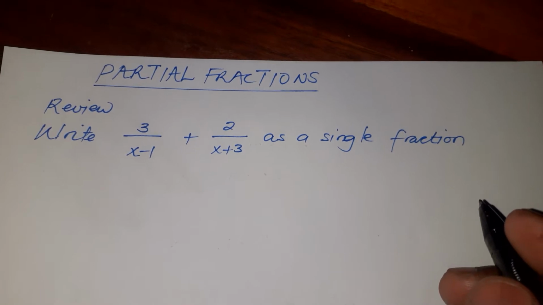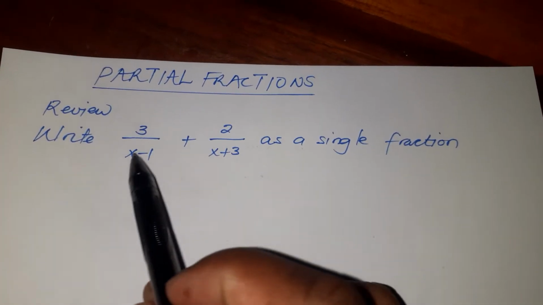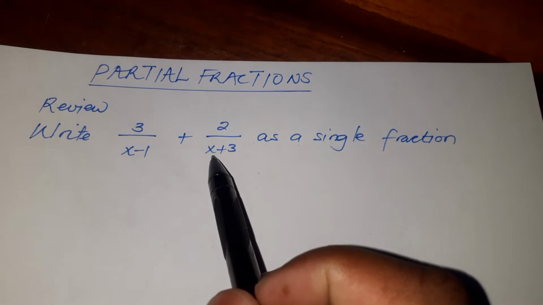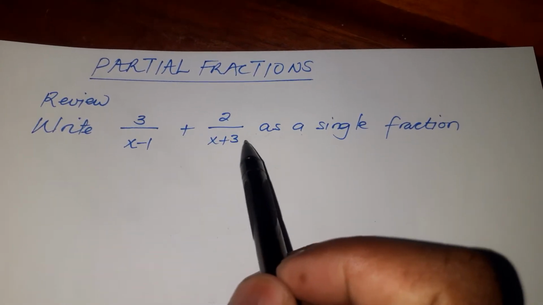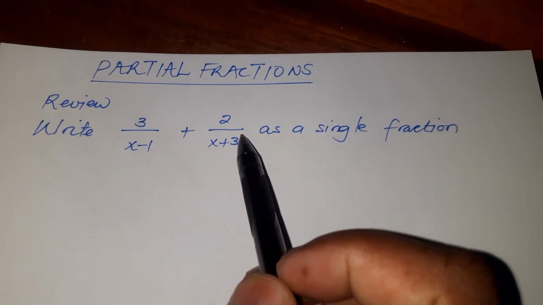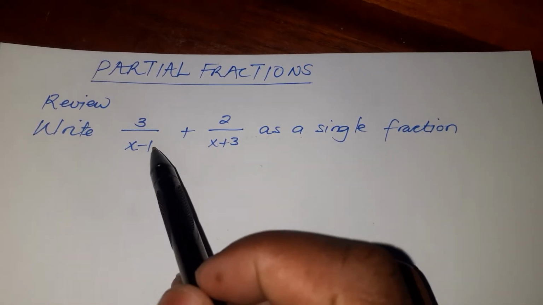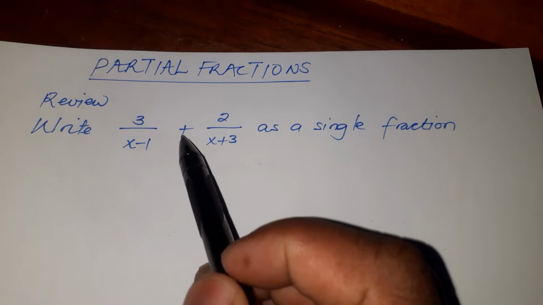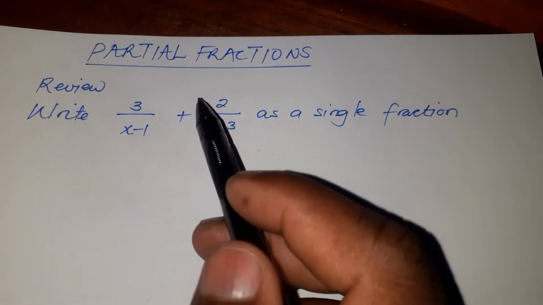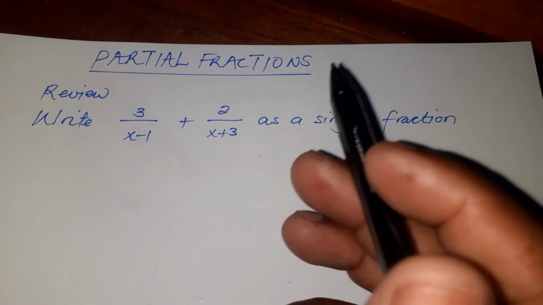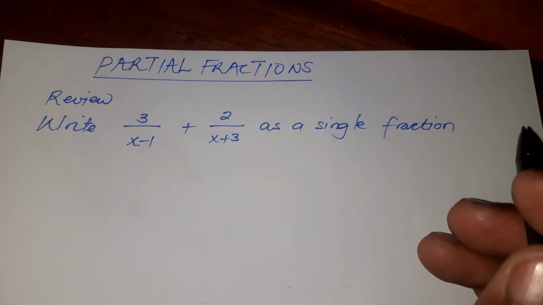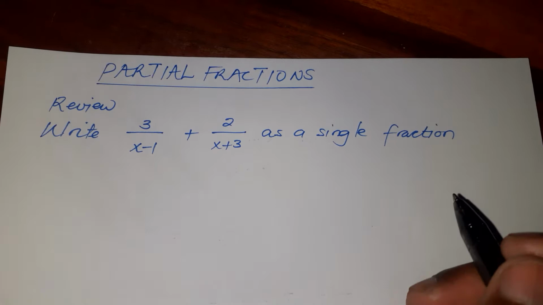The idea was to make the same denominator. Now what we have here is that this side we have x minus 1 and then the other fraction we have x plus 3. The denominators are not the same, therefore we have to make the same denominator, and then after that we can add the numerator separately, and then from there we can now move on to partial fractions.